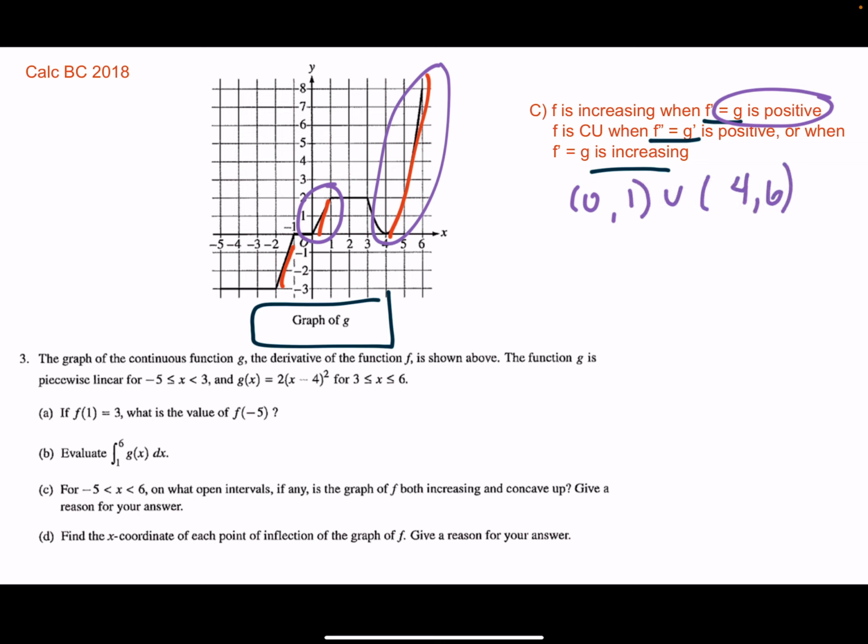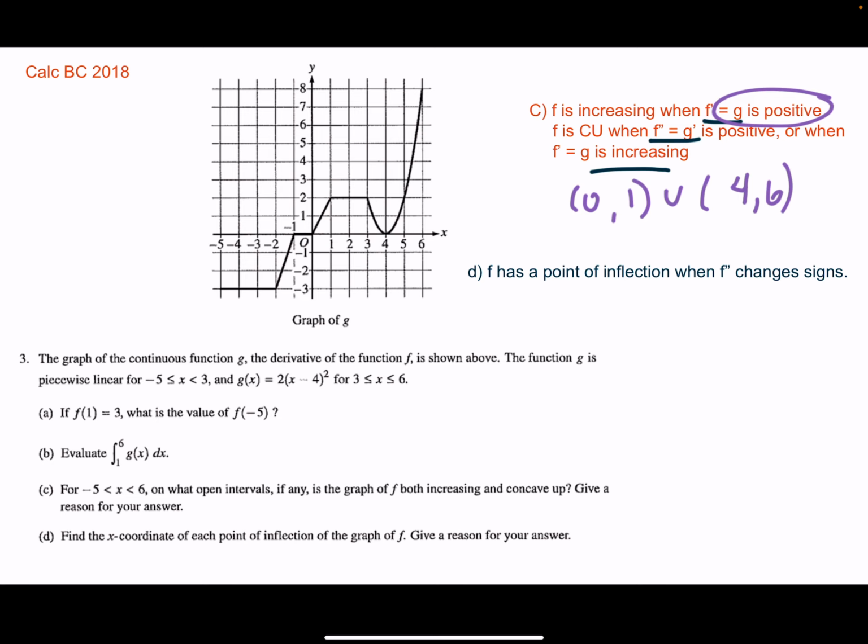Okay, all right. So the issue that a lot of you guys had in Part D was whether or not you stuck to the true definition of a point of inflection for F. Okay, so let's look at the true definition. F has a point of inflection when F double prime changes signs. This graph that we're looking at is the graph of F prime. So in order for F double prime to change signs, G prime has to change signs. That means that G has to change direction.